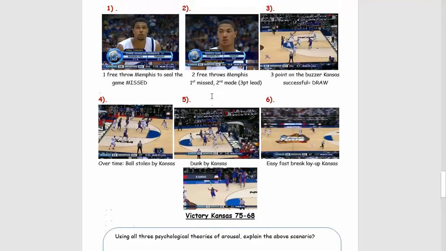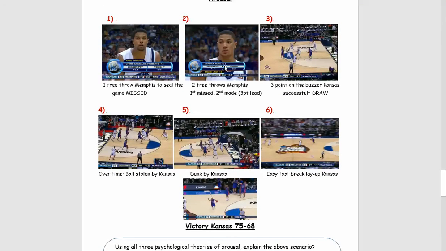Okay, so what I want you guys to do is a task. So you've got a breakdown of these kind of videos of what happened. So the fact that free throw was missed for the first shooter, the second shooter, the star player came on, made one, missed one. Then we had the 3-point buzzer for Kansas. Then we had the ball stolen in overtime. Then we had the dunk on. Kansas then went and got an easy layup. So we can look at linking the theories to that.